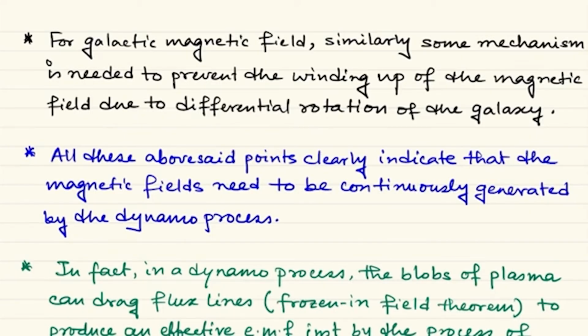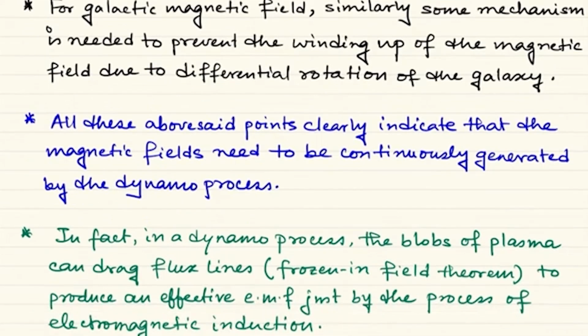You can actually see several images that, for a spiral galaxy, the magnetic fields are actually directed along the arms of the spiral. Okay, so all these above-said points finally indicate that magnetic fields need to be continuously generated by a process, which is likely to be the dynamo process.